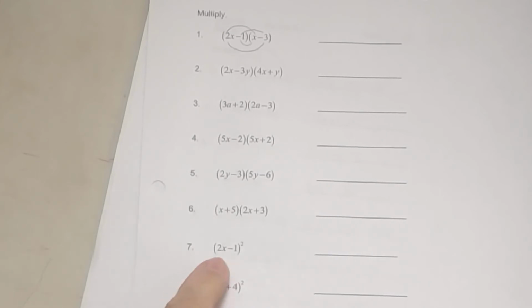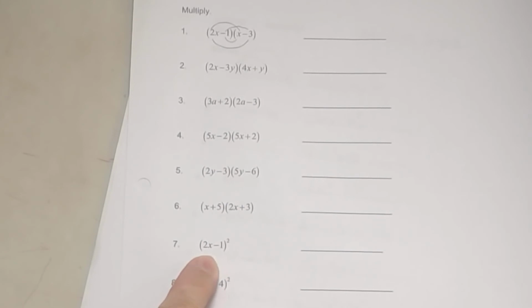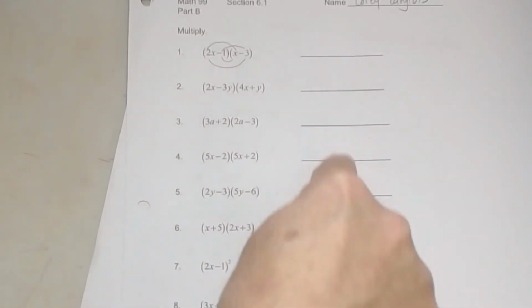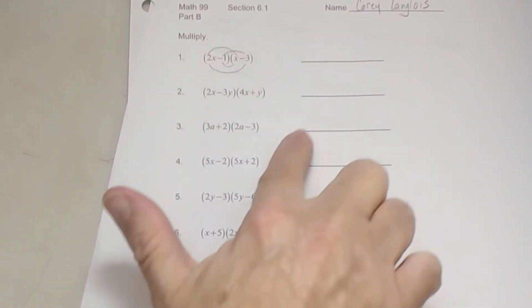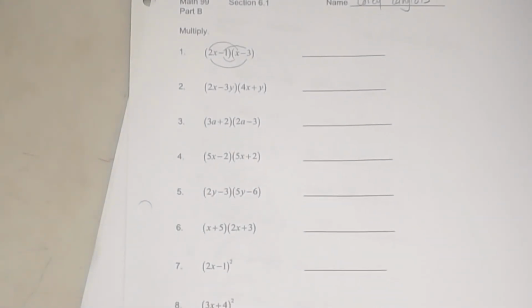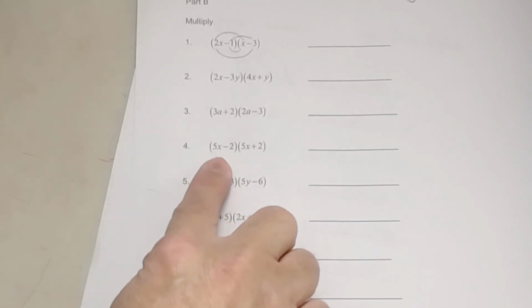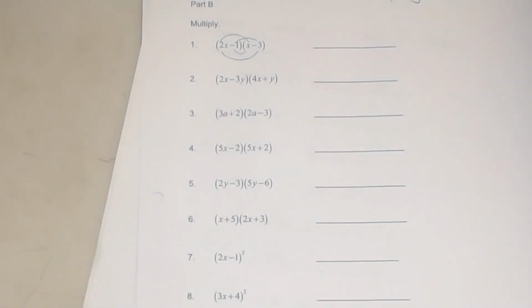Now, some of you mess up with these. What you want to do first with this one is write it out twice and then foil. How many terms are going to be in the answers when you multiply these out? 3. Unless they're opposites of each other. Like number 4, you're going to have 2. But for the most part, it'll be 3, right?